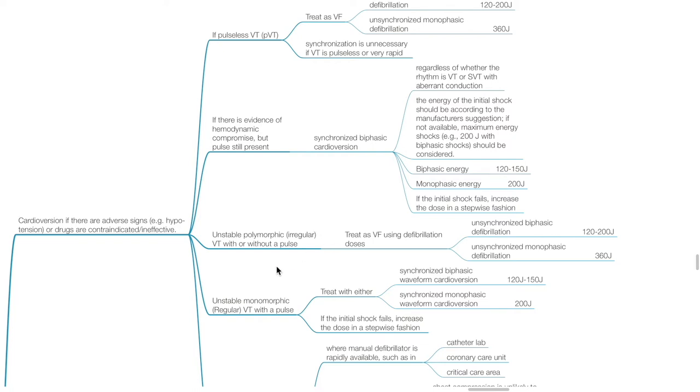Unstable polymorphic irregular VT, with or without a pulse: treat as VF using defibrillation doses, unsynchronized biphasic defibrillation 120 to 200 joules, or unsynchronized monophasic defibrillation 360 joules. Unstable monomorphic regular VT with a pulse: treat with either synchronized biphasic waveform cardioversion 120 to 150 joules, or synchronized monophasic cardioversion of 200 joules. If the initial shock fails, increase the dose in a stepwise fashion.